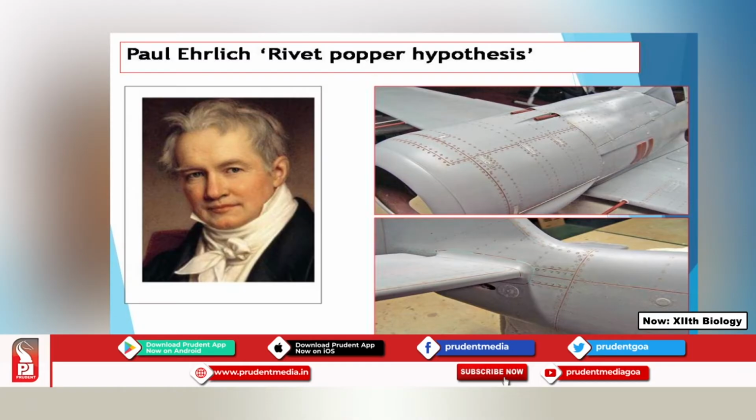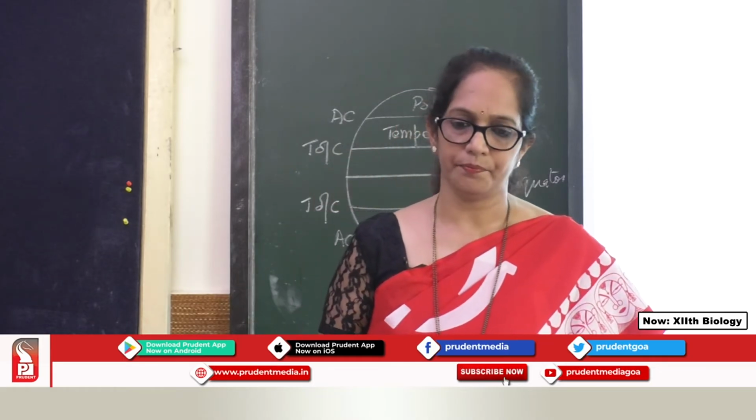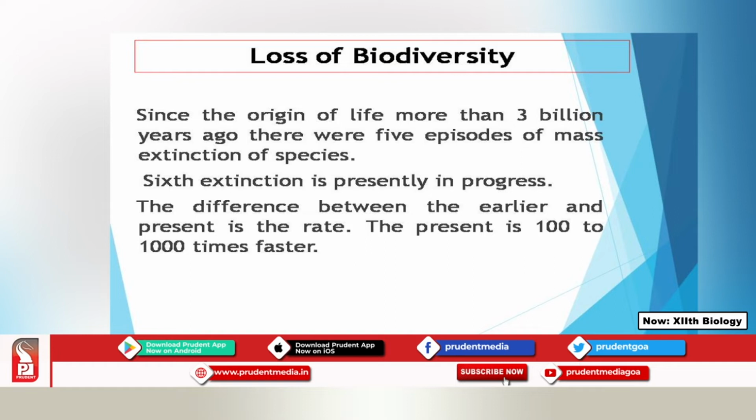Okay, so that is how the importance of our biodiversity, meaning the number of species which we require, is made by Paul Ehrlich. To continue with the same thing, that is extinction. Now, since the origin of life, what we have faced is five episodes of extinction which have taken place earlier. Now, we are in the sixth episode of extinction.